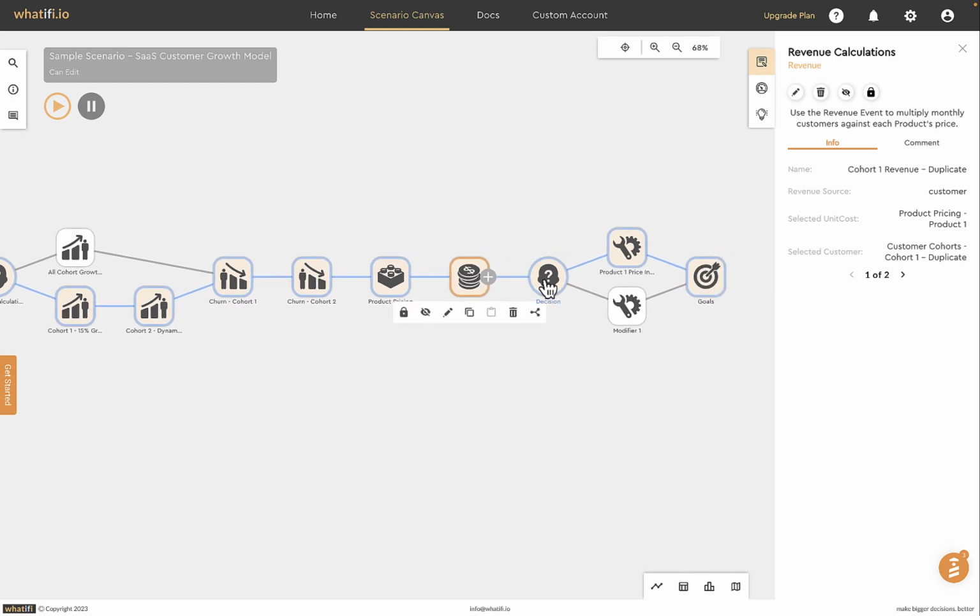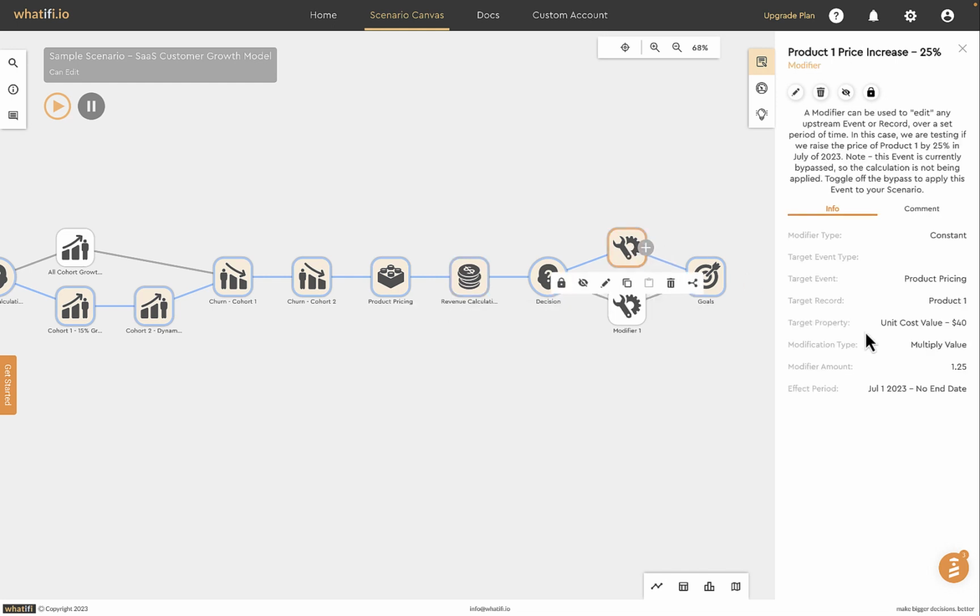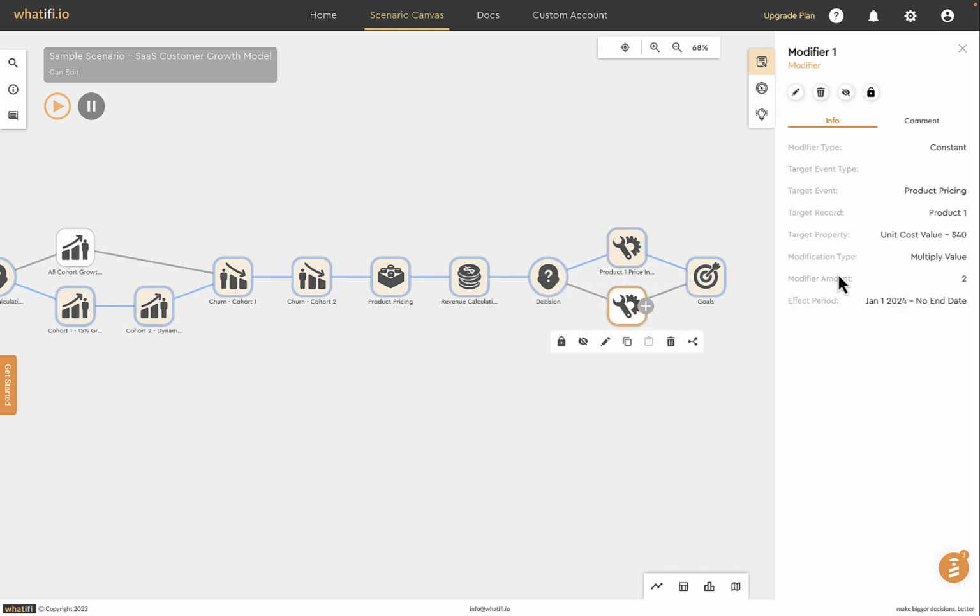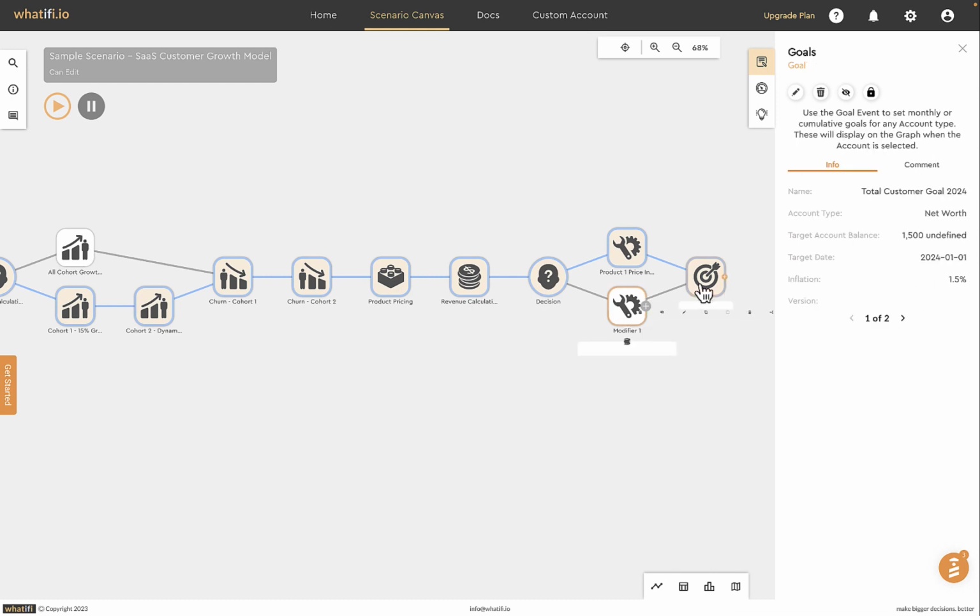And then we get into our two scenarios here. In one version, we are looking at raising our prices in July by 25%. Or in another version, we're looking at what if we raise our prices in January of the next year, but we double those prices on that same product. And last, we have a goal event here, where we're looking at setting up some net worth goals that we can monitor over time. And we also have two versions of those. So let's dig a little bit deeper.